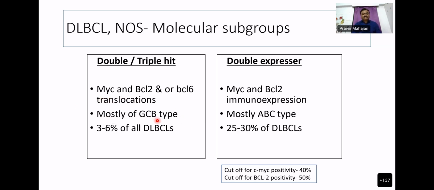These tumors are mostly GCB-like tumors, and these form only 3 to 6% of all the diffuse large B-cell lymphomas, as opposed to this double expressor type. This double expressor type is actually based on immune expression. So if you have a tumor which is c-MYC positive and BCL2 positive, then you call it a double expressor phenotype.